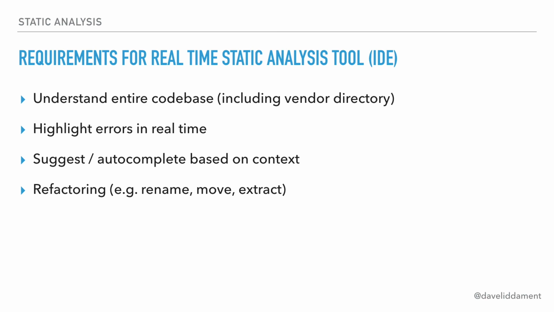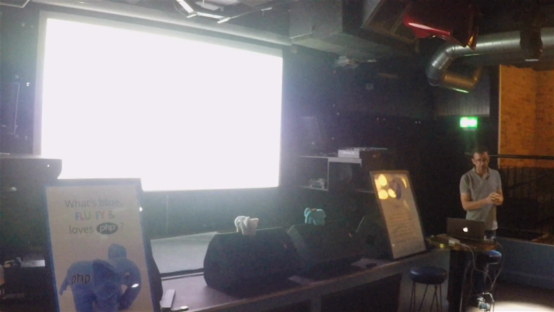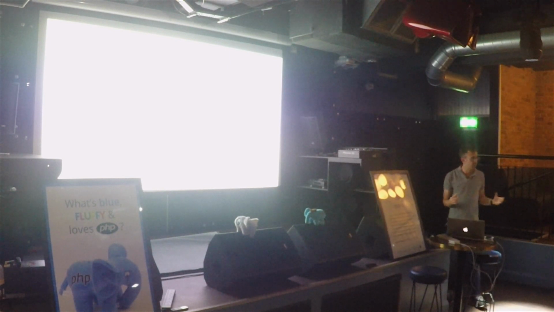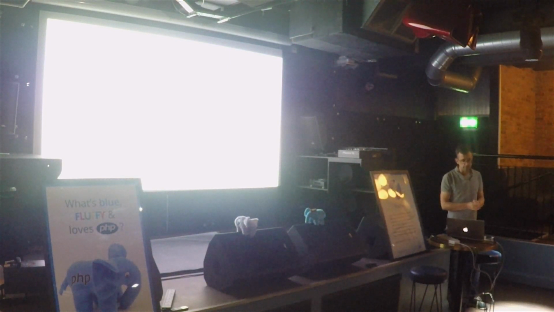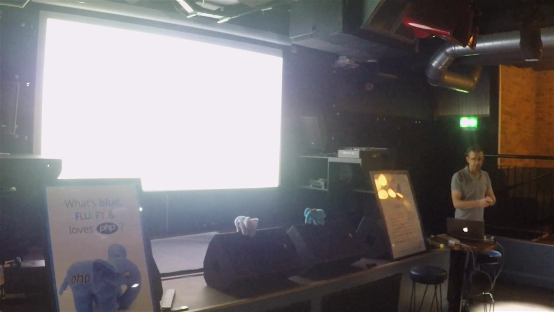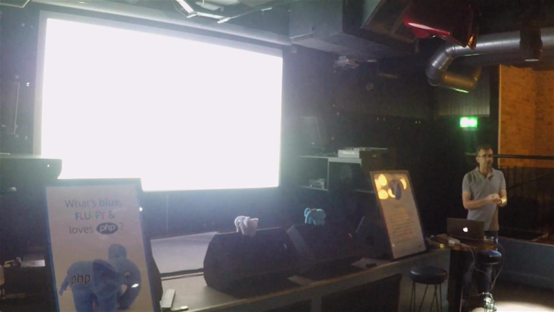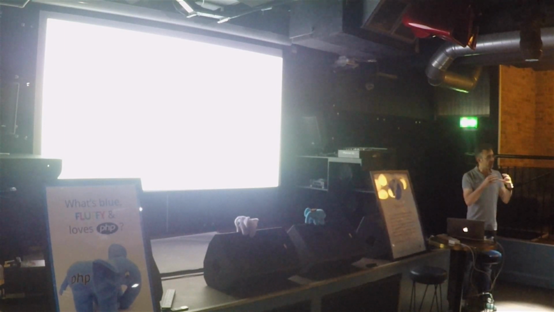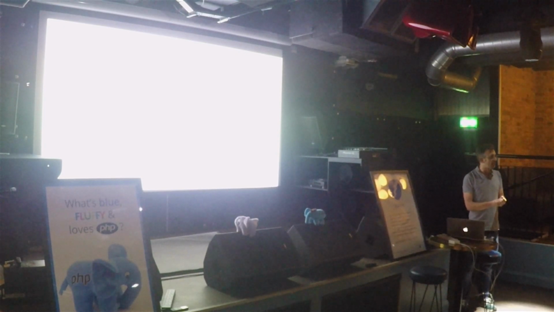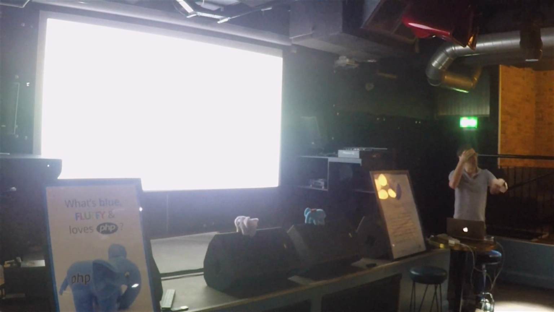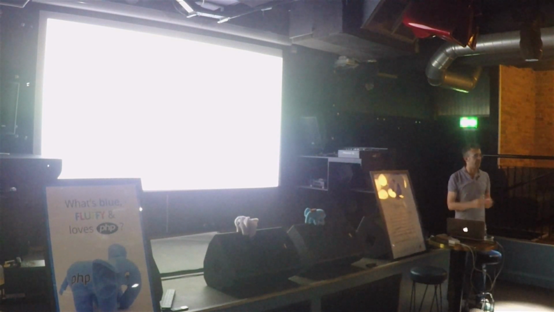My requirements for a static analysis tool: it has to understand the code base, including everything in your vendor directory. It has to highlight the errors in real time. It should suggest and autocomplete based on the context, so it should understand enough to give the correct suggestions. And we haven't really looked at it, and we're not going to look at it today, but it should be able to help you out with refactoring as well. So if your IDE understands your code base in its entirety, then you can go, I've misnamed this class, I'll name it something better, and it can safely refactor everything.